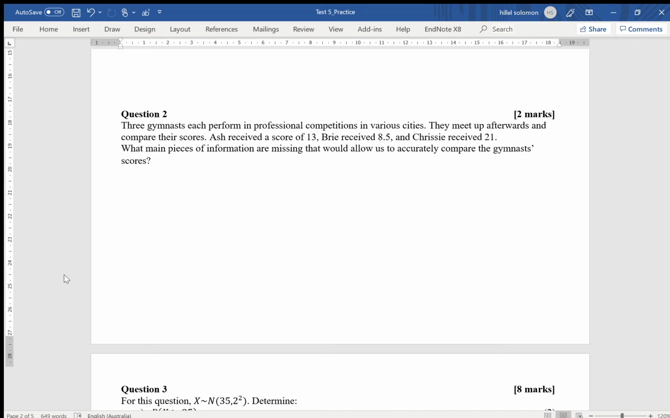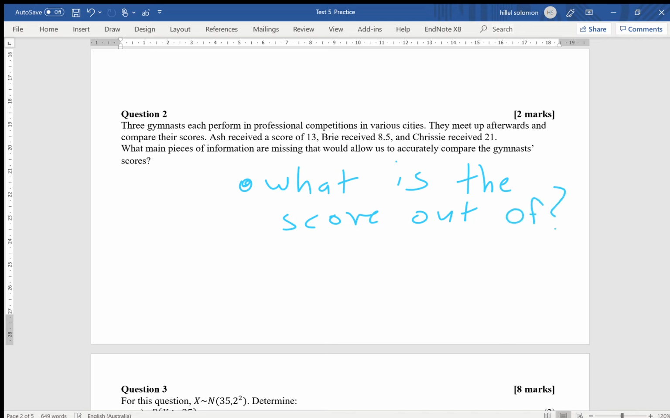The first one is pretty obvious, and that is that we are missing what the score is out of. So if it's 13 out of 15, that's quite impressive. If it's 13 out of 50, then not so much. So I need to know what the score is out of, because if they're all doing different competitions, then they might not all be out of the same thing.